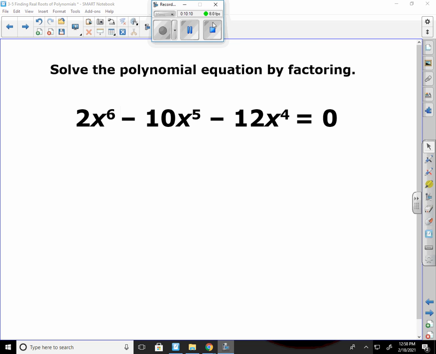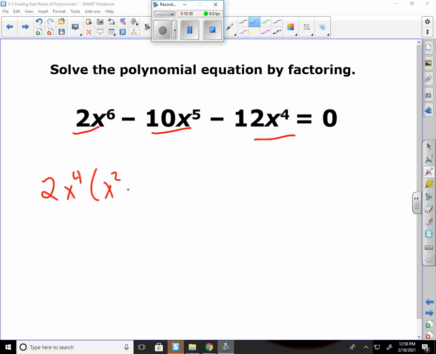Okay, the first thing I need to do is check to see if I can pull anything out. I can pull a 2 out of each one of those. So 2 comes out in front. And there's also an x to the 4th in all of them. So I'm going to pull an x to the 4th out. Oops, I don't know why I put an equal sign. That leaves me with x squared minus 5x and minus 6.